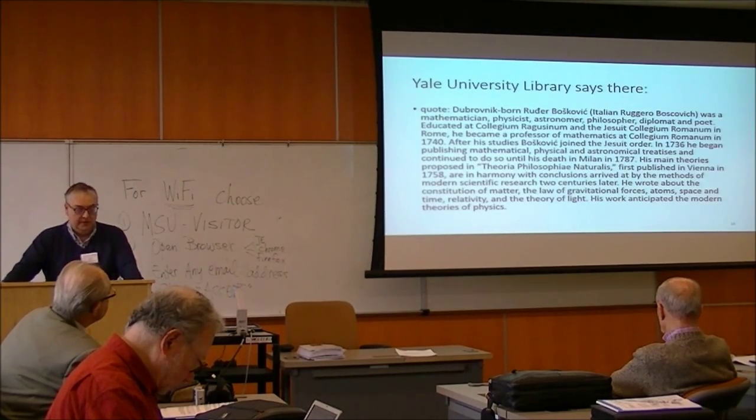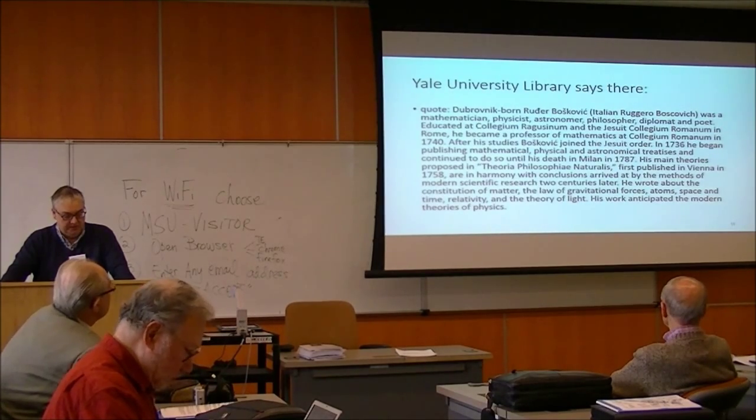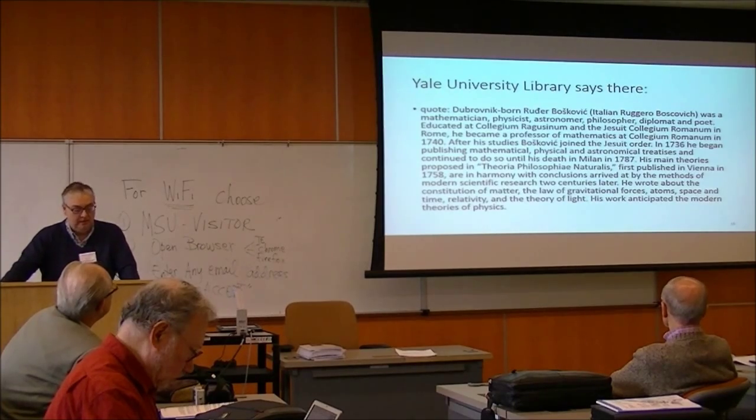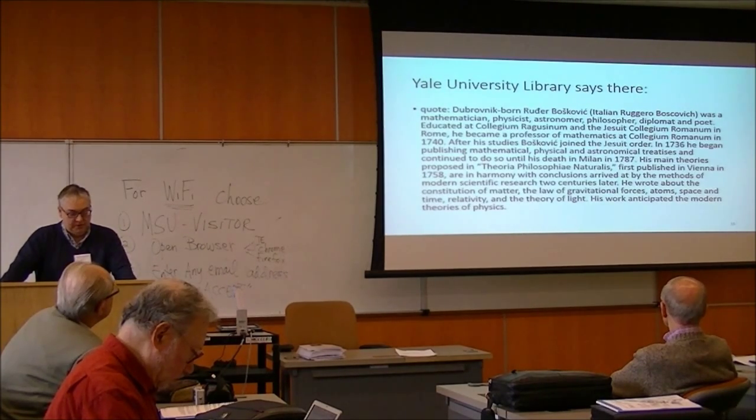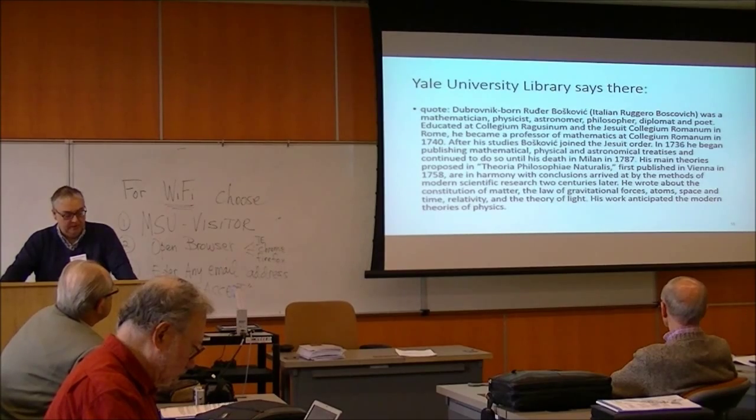Yale University Library says of the book, Dubrovnik, or Roger Boscovich, was a mathematician, physicist, astronomer, philosopher, diplomat and poet. And he was educated as a Jesuit in Rome. He became a professor of mathematics in 1740. After his studies, Boscovich joined the Jesuit order in 1736. He began publishing mathematical, physical and astronomy works, up to his death in 1787.